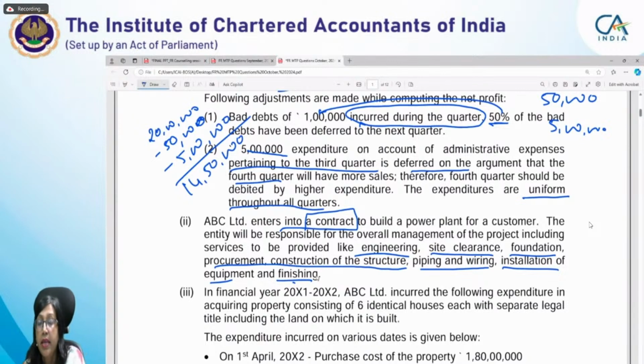ABC Limited enters into a contract to build a power plant for a customer. When you are building a power plant, you have to take care of the engineering part also. For building the power plant, you have to go for a site clearance also.